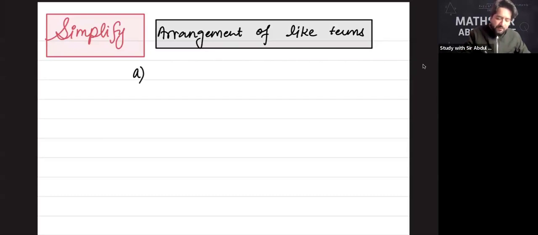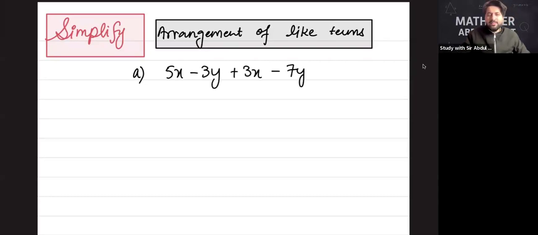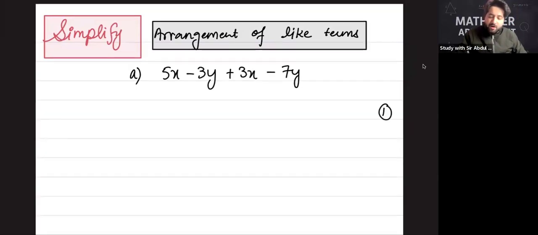For example, it's 5x minus 3y plus 3x minus 7y. You can see that this question requires simplification, and this question can come in the Cambridge examination for 1 mark only. It's a 1 marker question. So you have to just arrange the like terms.